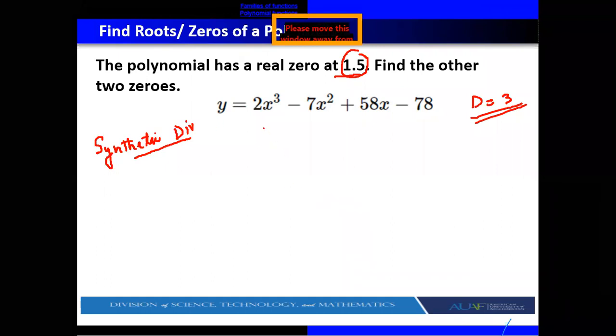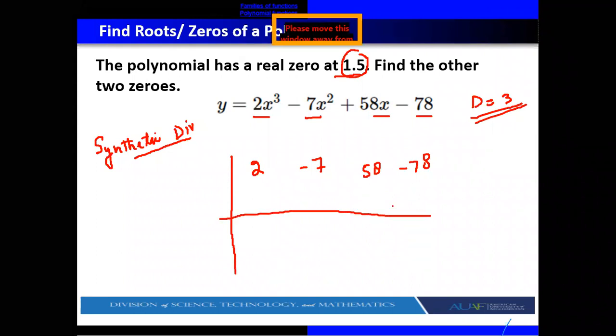How can we write it? Write down the coefficients of the x squared and x cubed terms. The highest power is 3, so the coefficient is 2. Then we have minus 7x squared, so the coefficient is minus 7. Then 58x, so write down 58. Then we have minus 78. One root is given, and that root is 1.5.